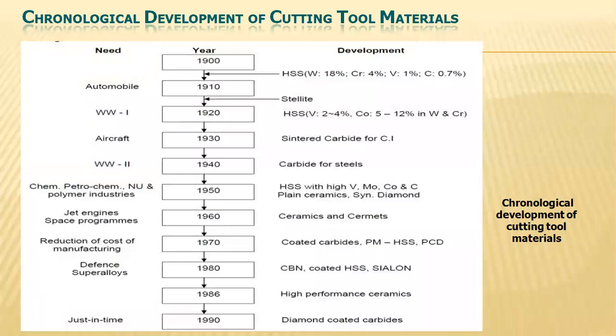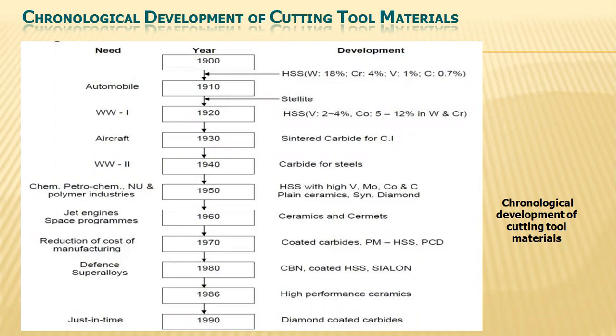for work above 1. That comprises the composition levels of the tool: vanadium 2 to 4% nominally, cobalt 5 to 12%, in palladium and chromium.